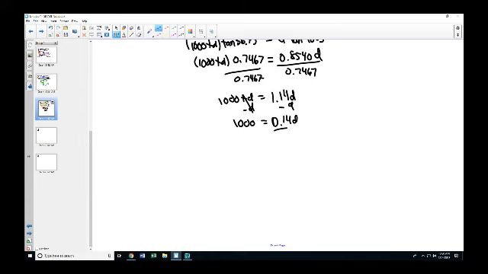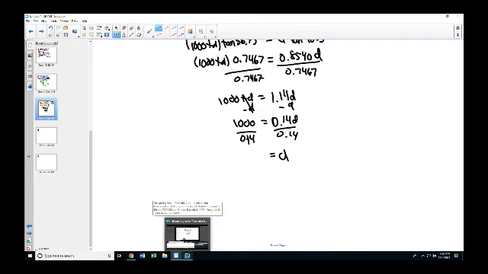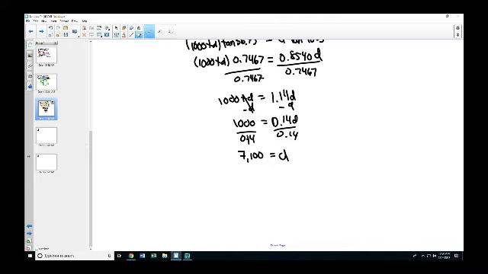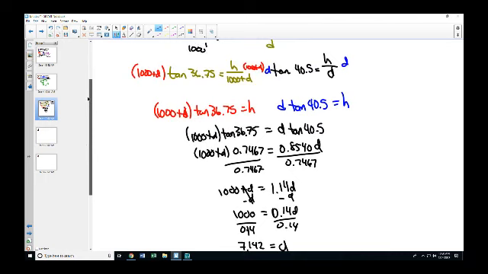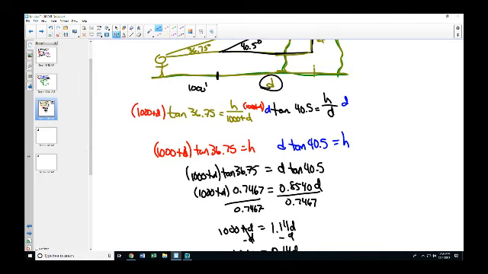1,000 divided by 0.14, I got 7,100. That's not right. 7142. Okay, that's how far away from the mountain. That's D, right?